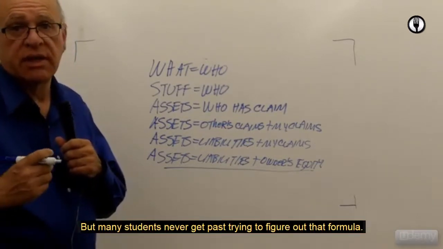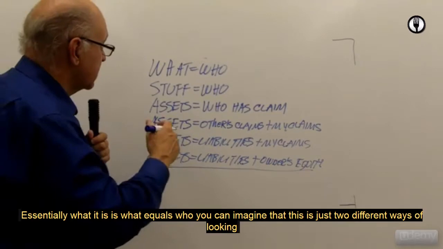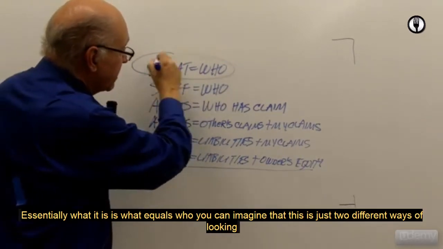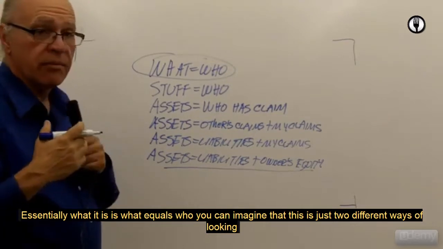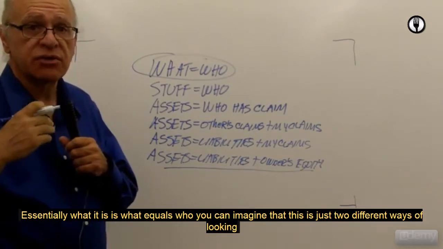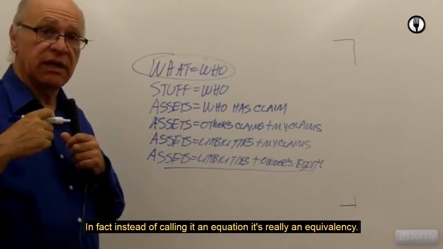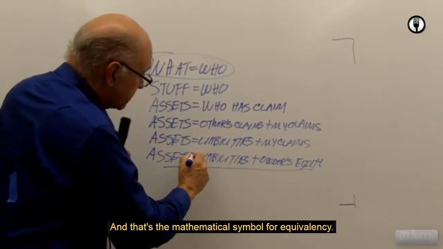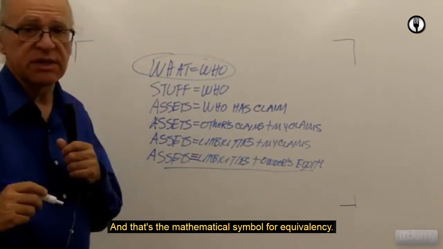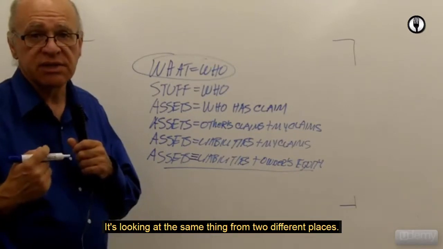But many students never get past trying to figure out that formula. Essentially what it is, what equals who. You can imagine that this is just two different ways of looking at the same thing. In fact, instead of calling it an equation, it's really an equivalency. And that's the mathematical symbol for equivalency. It's looking at the same thing from two different places.